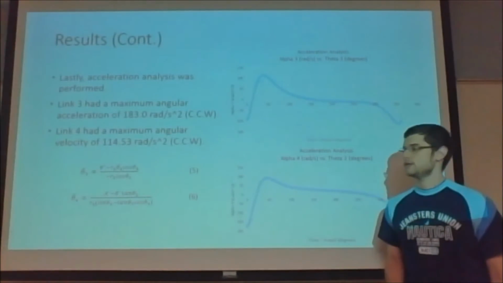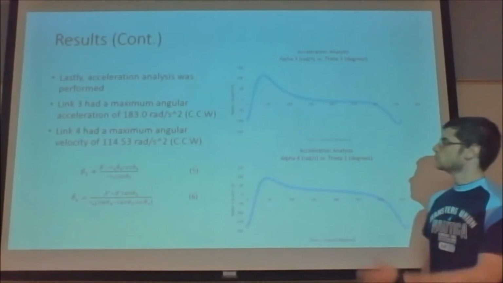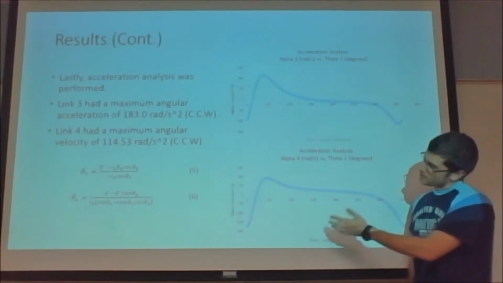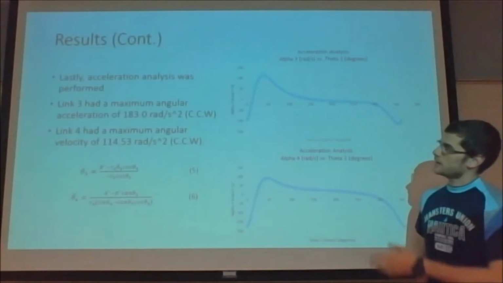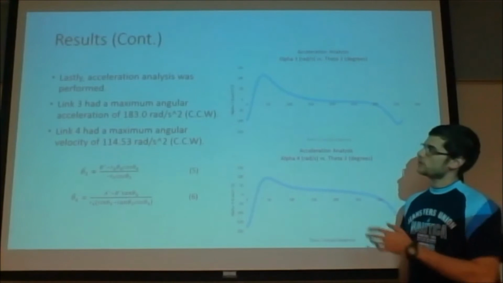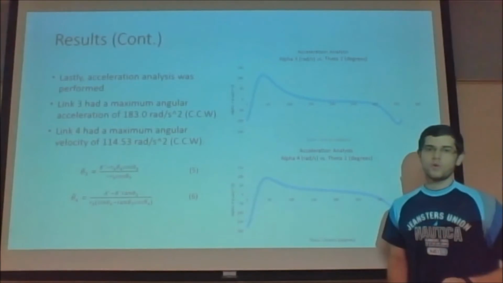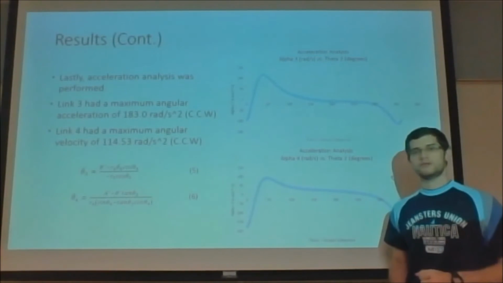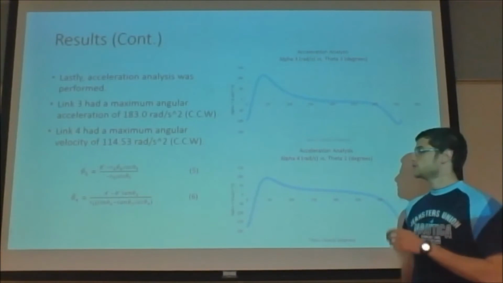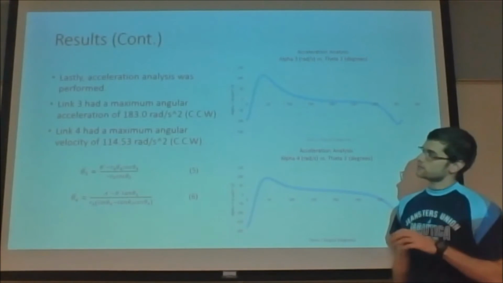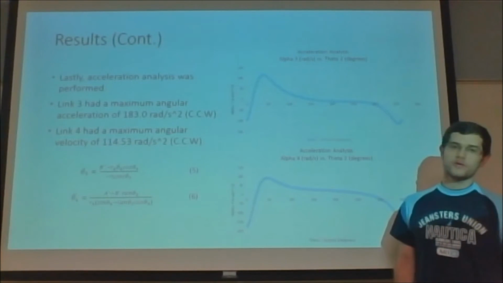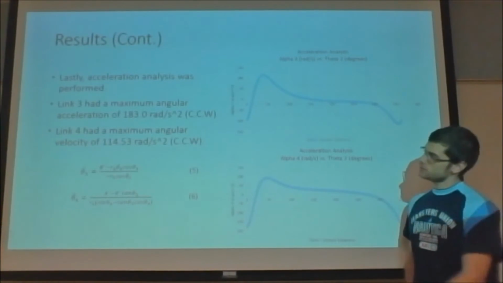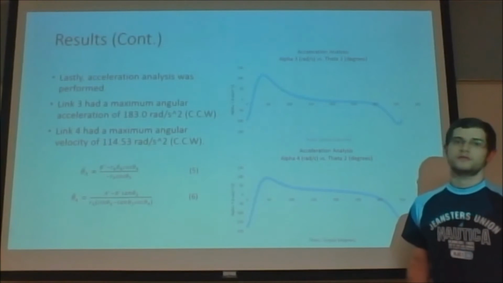So lastly, we did the acceleration analysis. You can also see the graphs of the acceleration of link 3 and acceleration of link 4. The maximum angular acceleration for link 3 was found to be 183 radians per second squared in a counterclockwise direction. And similarly for link 4, the angular acceleration was found to be 114 radians per second squared in a counterclockwise direction, and these are the formulas used for the analysis.